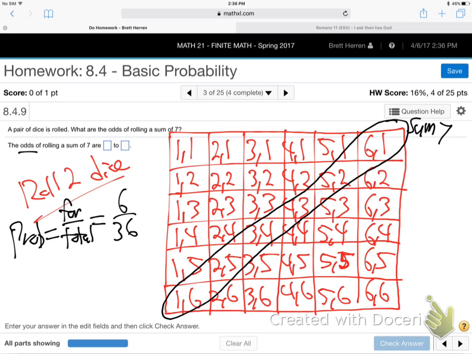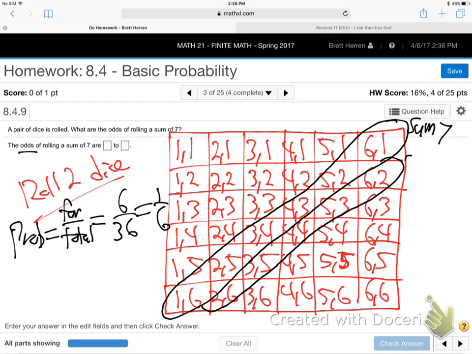Now, let's reduce it. That reduces to 1/6. So if you're going to roll 2 dice, the chance you're going to get a sum of 7 is 1/6. One out of every 6 times, on average, that you roll 2 dice, your sum is going to be 7, the most likely sum. Now, what about a sum of 8?